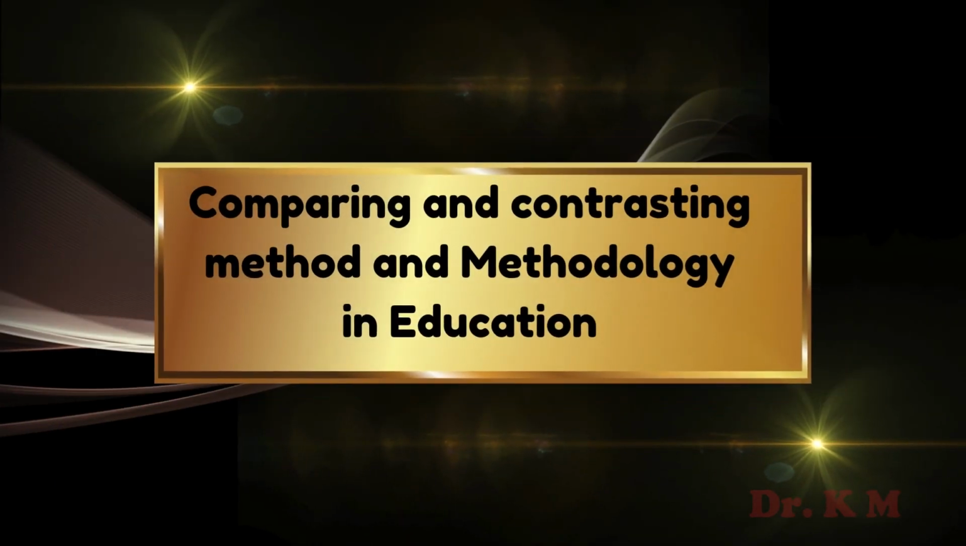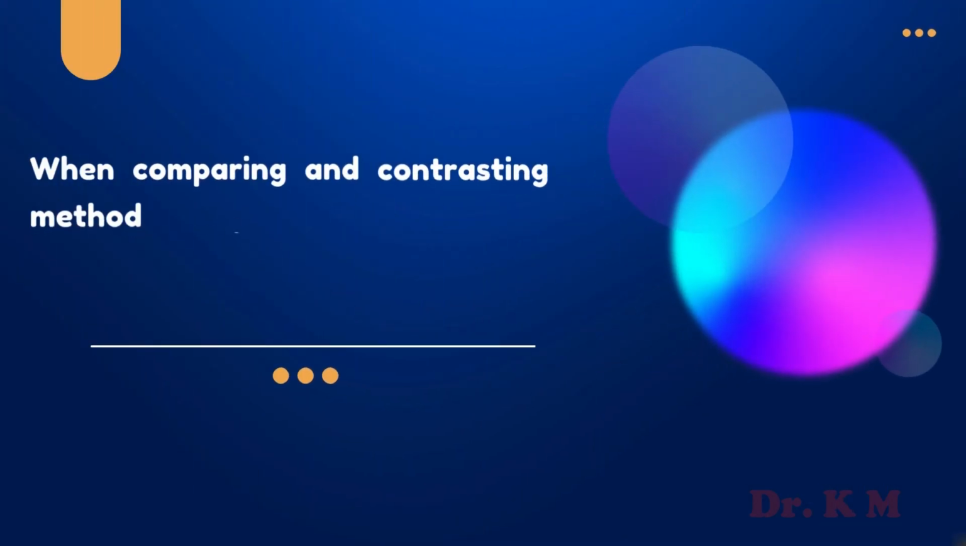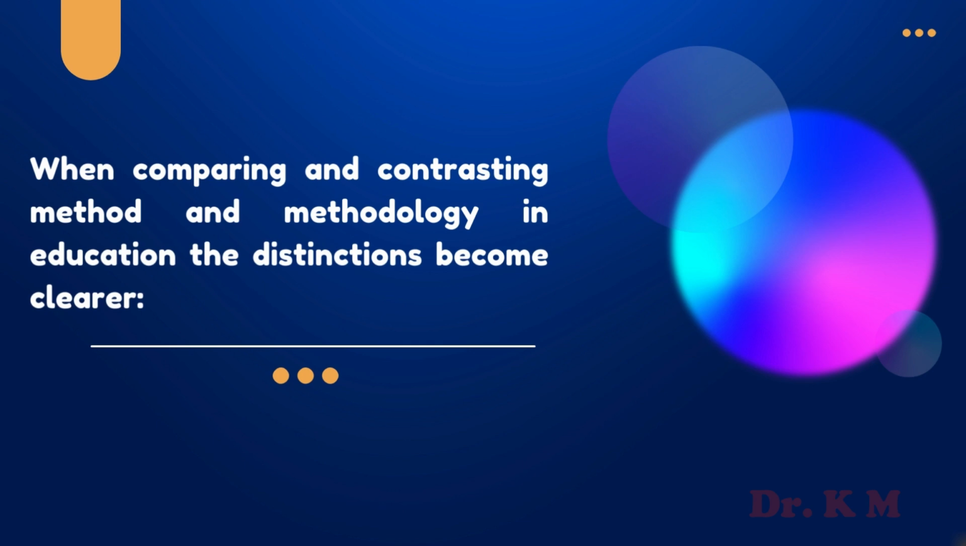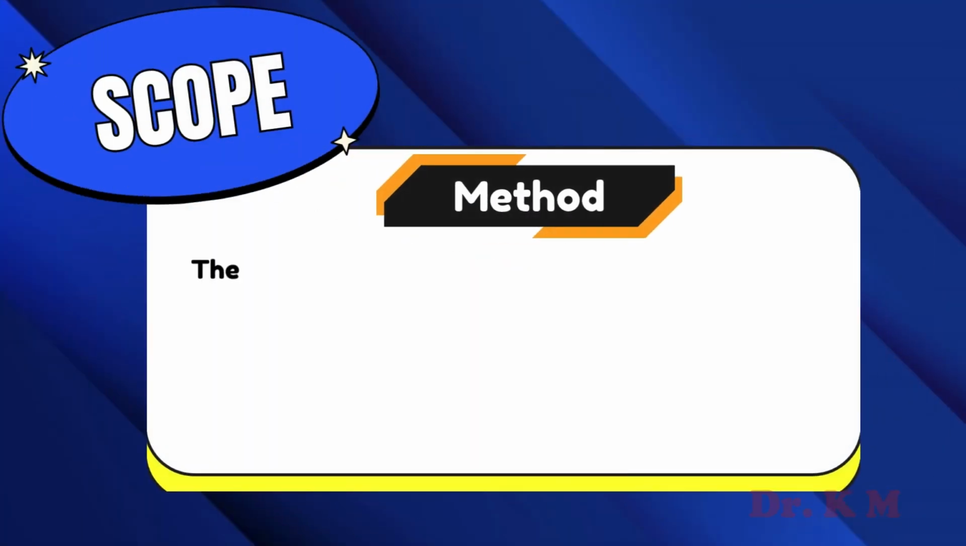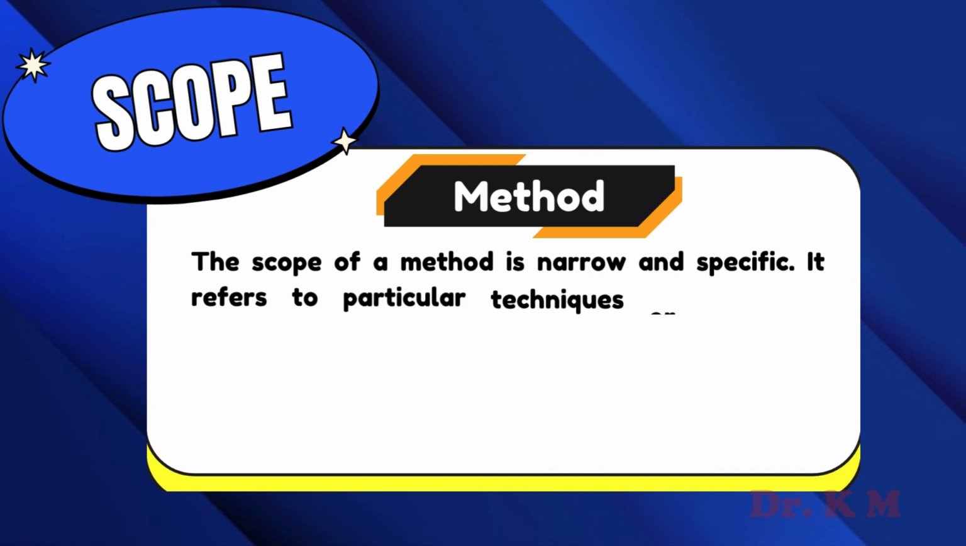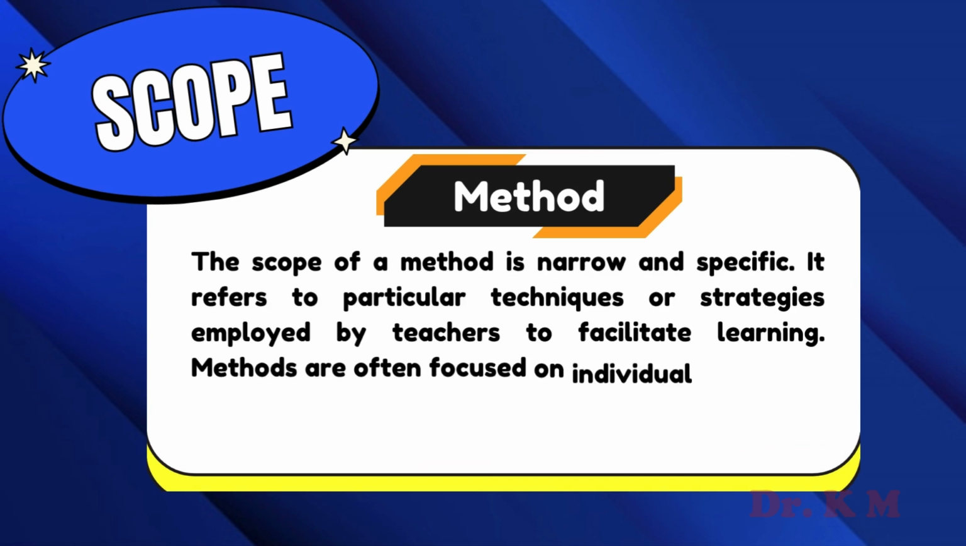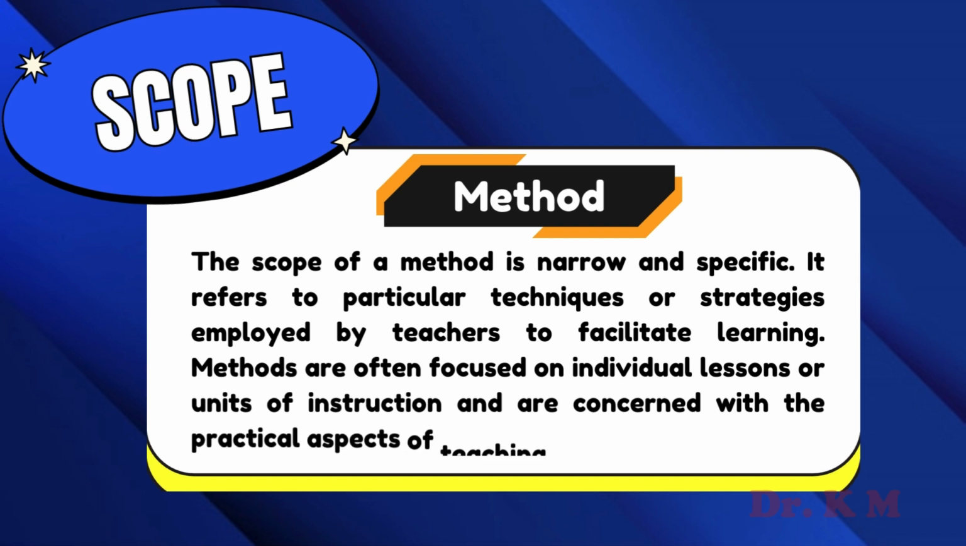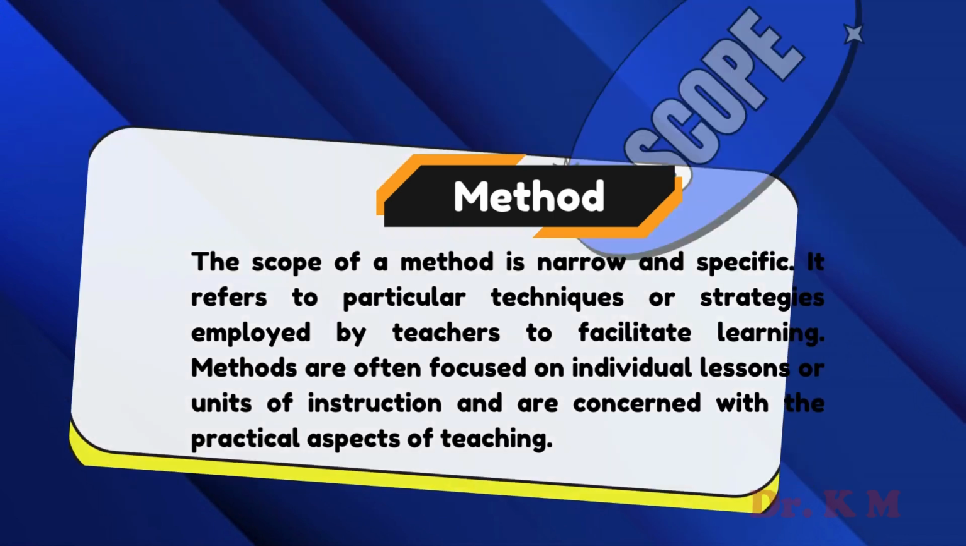Comparing and contrasting method and methodology in education. When comparing and contrasting method and methodology in education, the distinctions become clearer. A. Scope. Method. The scope of a method is narrow and specific. It refers to particular techniques or strategies employed by teachers to facilitate learning. Methods are often focused on individual lessons or units of instruction and are concerned with the practical aspects of teaching.